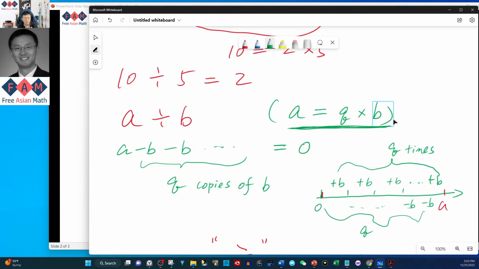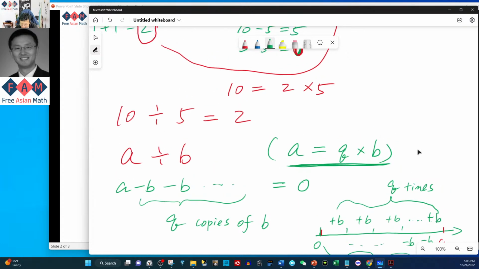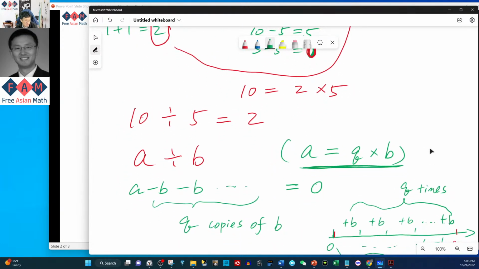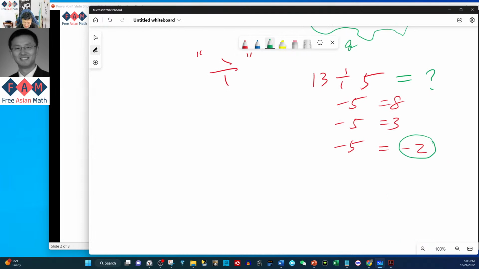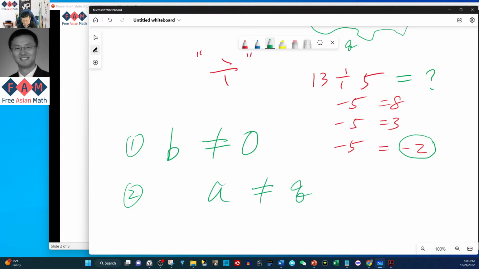Okay, so now we have 2 questions remaining, and both are important. First, why do we put the constraint that B cannot be 0, which is very important. The divisor B can never be 0. And the second question is, what if A is not some integer copy of B? How do we handle this?